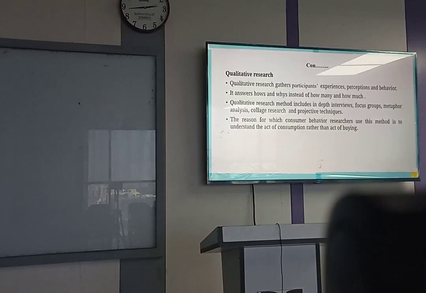So, qualitative research gathers participants' experience and also their perceptions and behavior in the long run. So, what will be the perception of the people regarding the product? What will be the behavior of the consumer towards the product? So it answers hows and whys instead of how many and how much.